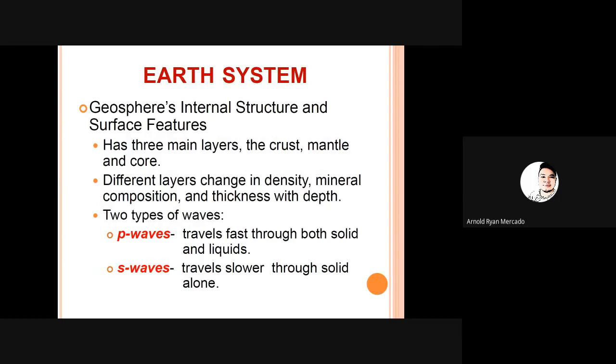So, sa Earth system, pagdating sa geosphere, meron tayong internal structure and surface features. Meron tayong 3 main layers: ito yung crust, mantle, and core. So, siyempre, itong tinatapakan natin yung crust, yung mantle na sa ibaba. Then, yung core, yung pinakailalim, which is divided into 2, the inner and the outer core. Different layers change in density, mineral composition, and thickness with depth. Then, meron tayong 2 types of waves dito sa ilalim, no? Meron tayong P waves and S waves. P waves travel fast through both solids and liquids, while S waves travel slower through solids alone.